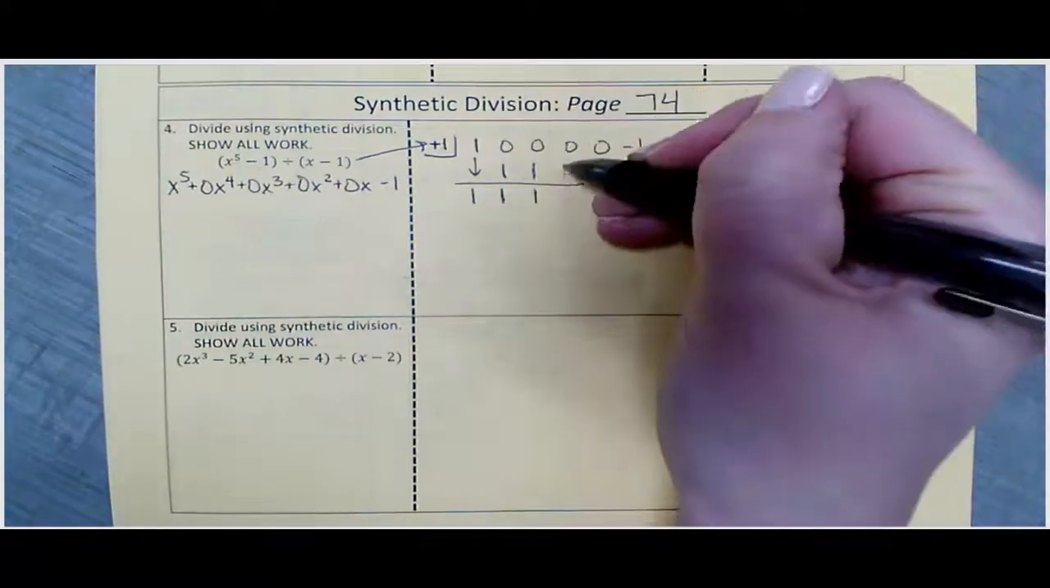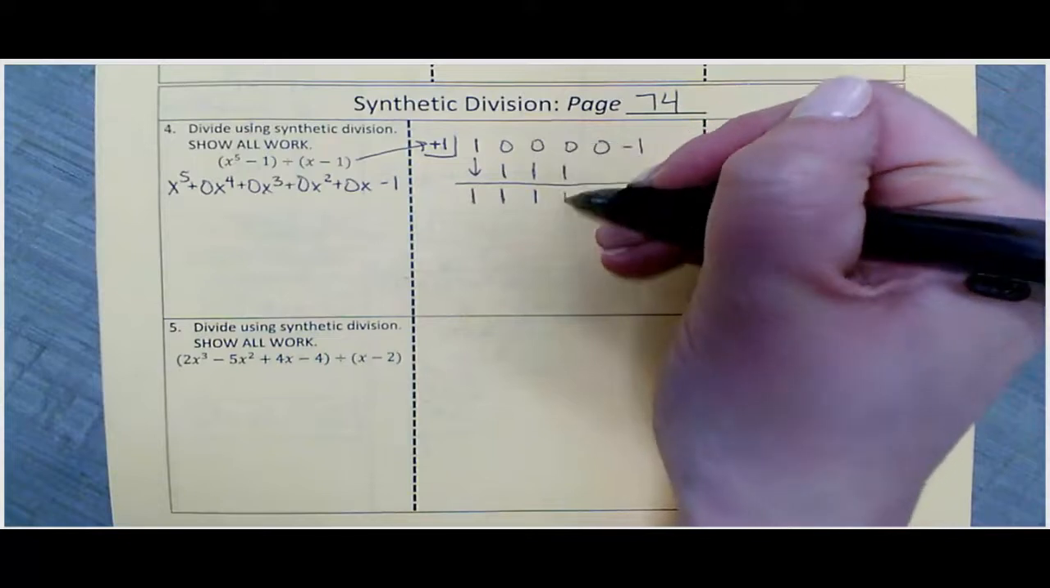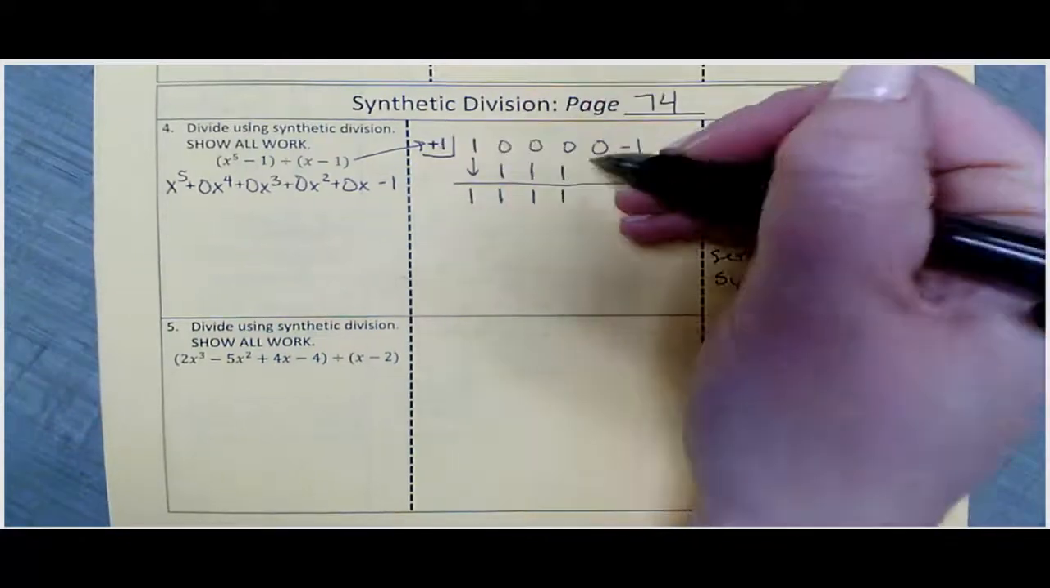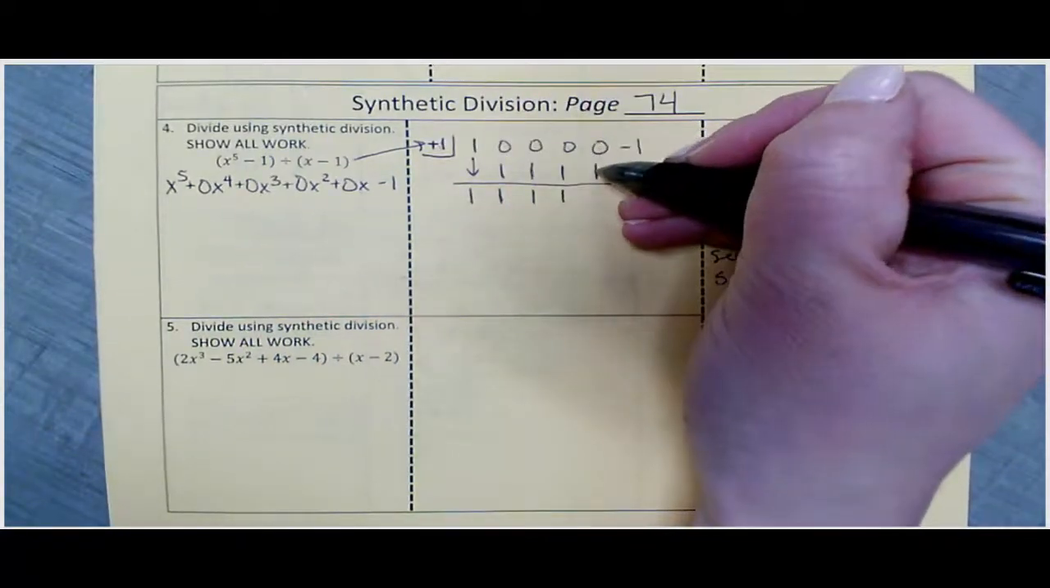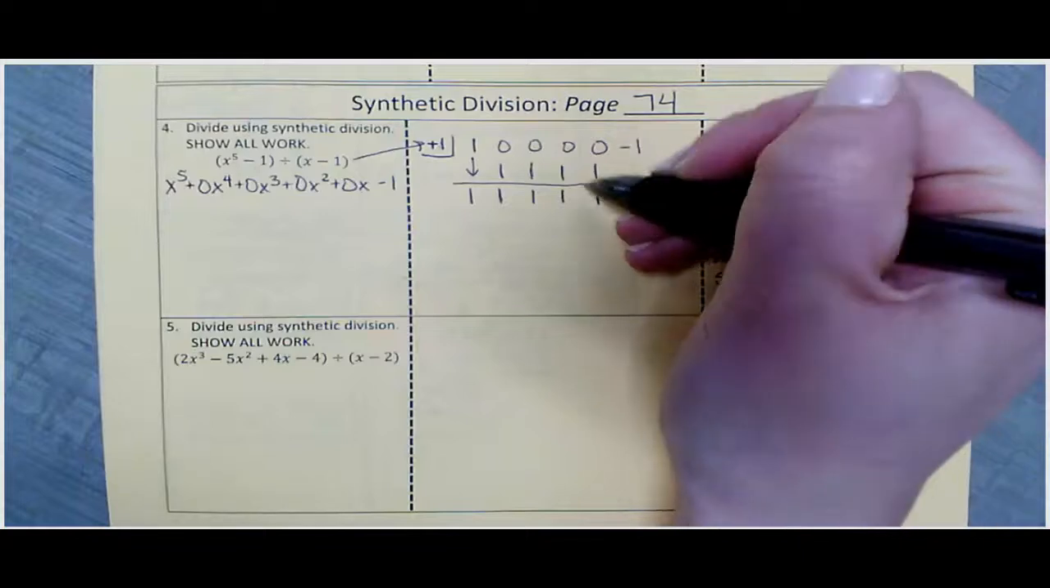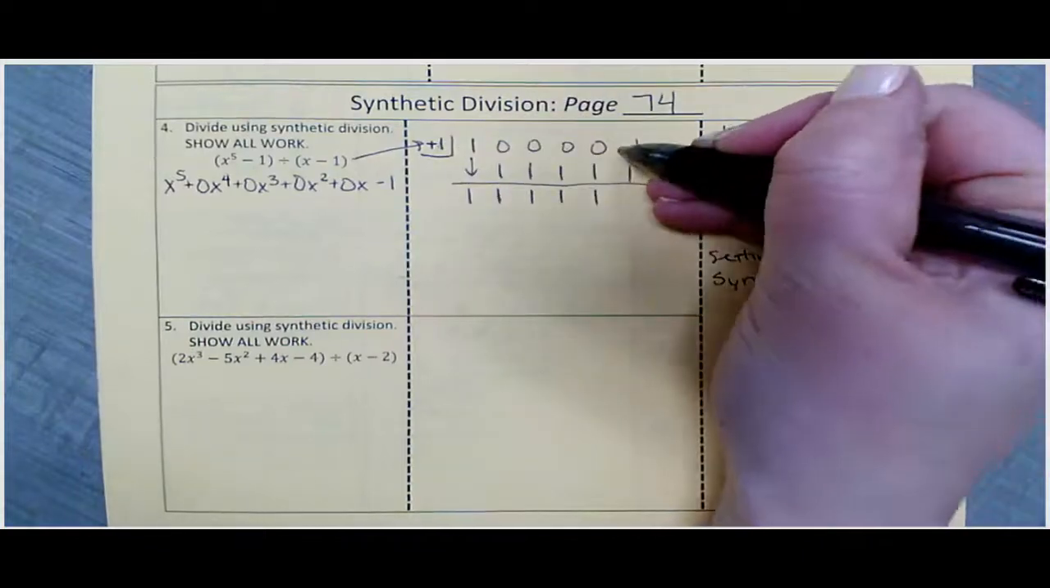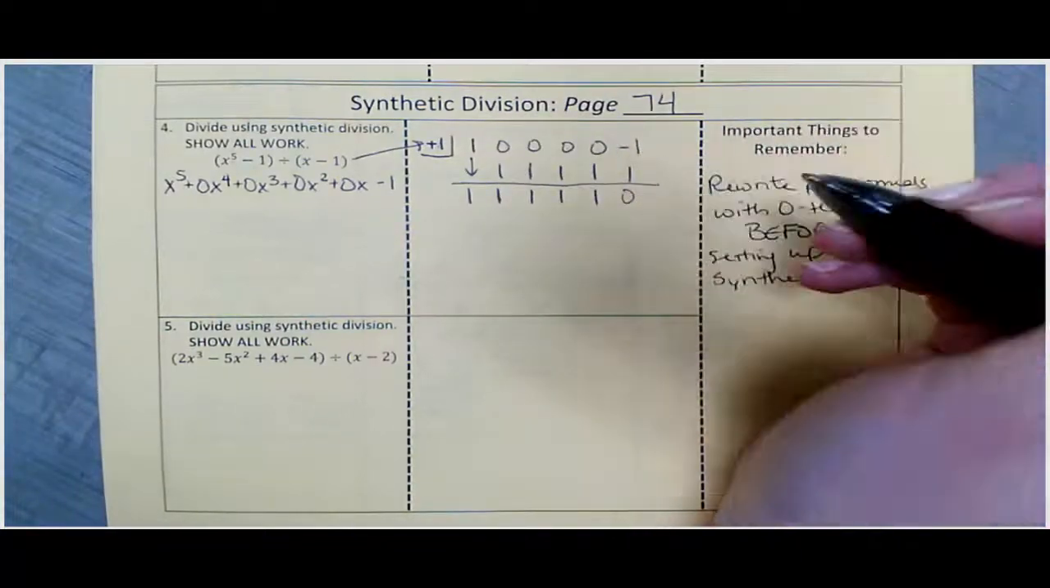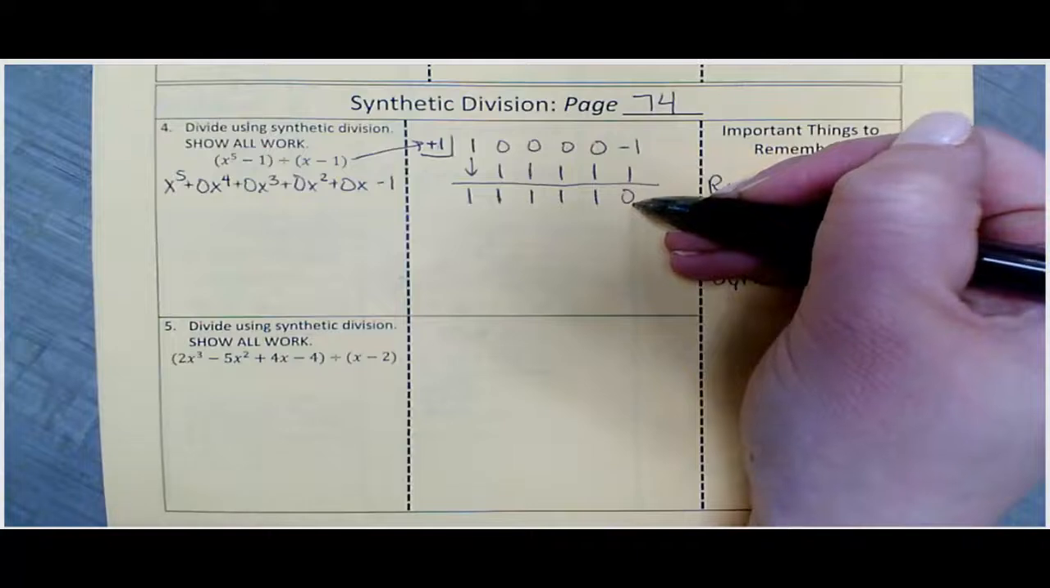1 times 1 is 1. 0 plus 1 is 1. 1 times 1 is 1. 0 plus 1 is 1. 1 times 1 is 1. Negative 1 plus 1 is 0. So this is my remainder, no remainder.